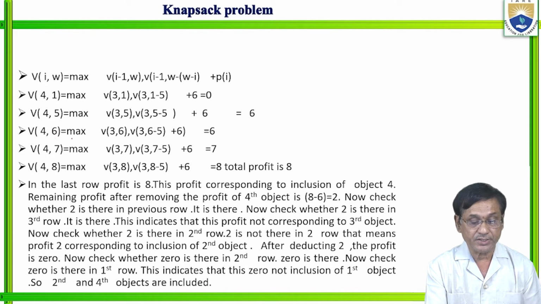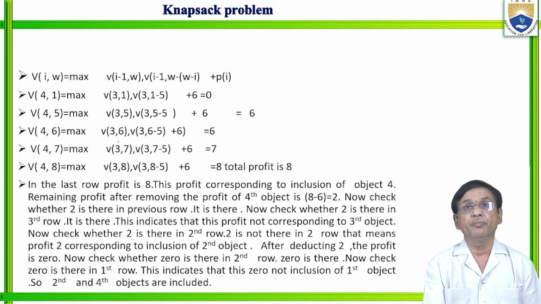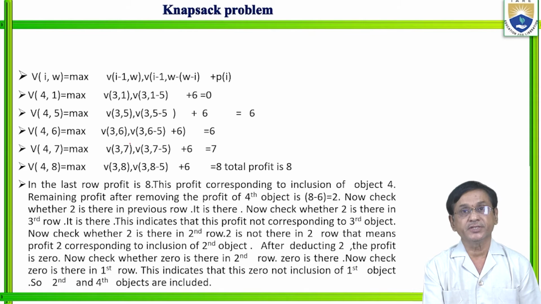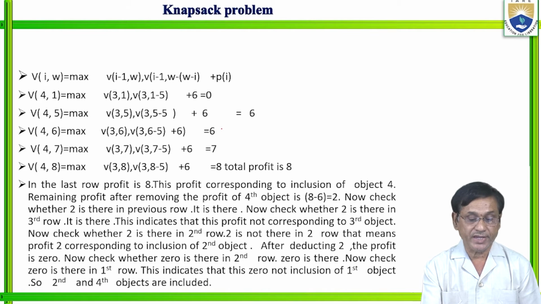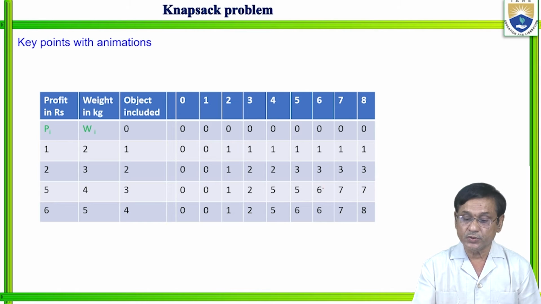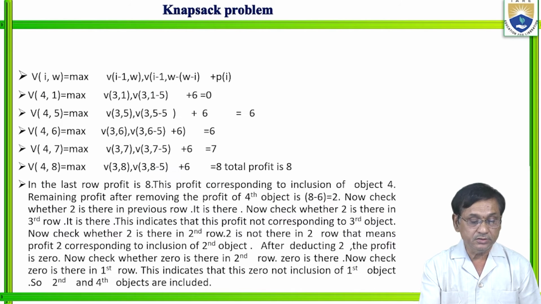Next 4 comma 6. In that we have to take the maximum of V of 3 comma 6 and V of 3 comma 6 minus 5 plus 6. V of 3 comma 6 is equal to 6, and 3 comma 6 minus 5 is 3 comma 1, which is again 0, plus 6, so this is 6. Both are 6, so we can consider 6 only.